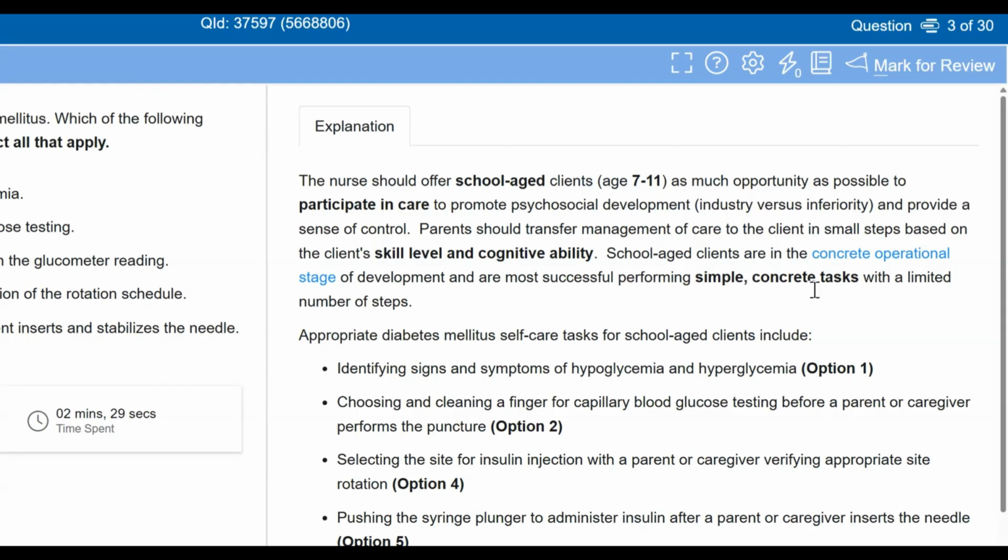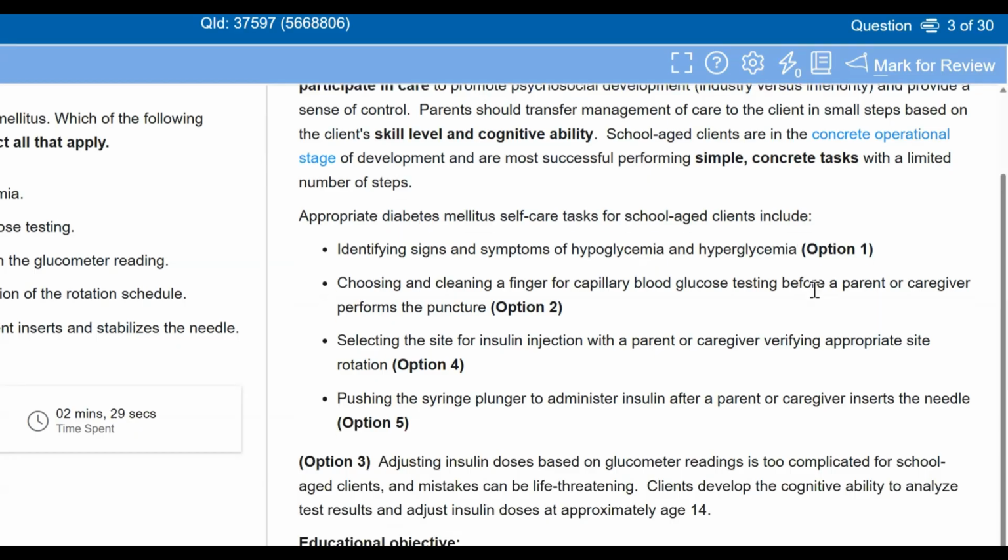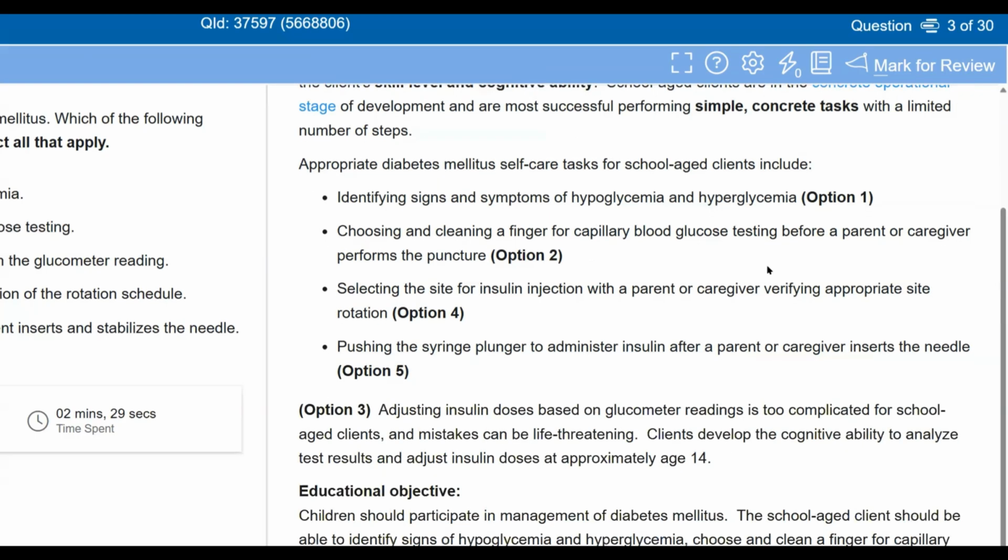Appropriate diabetes mellitus self-care tasks for the school-age client include identifying signs and symptoms of hypoglycemia and hyperglycemia, choosing and cleaning a finger for capillary blood glucose testing before a parent or caregiver performs the puncture, selecting the site for insulin injection with the parent or caregiver verifying appropriate site rotation, which is important, and pushing the syringe plunger to administer insulin after a parent or caregiver inserts the needle.